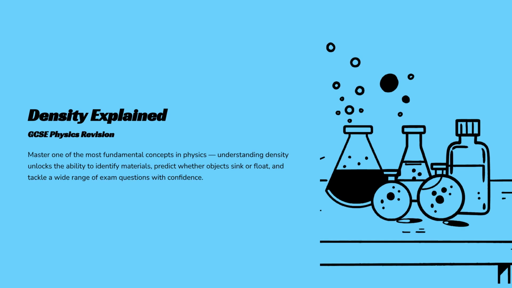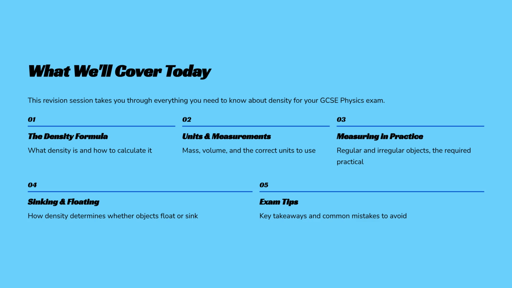In this video, we'll explore the fundamental concept of density, which is essential for your GCSE Physics revision. Understanding density allows you to identify materials, predict if an object will sink or float, and solve exam questions with confidence. This revision session covers 5 key areas: the density formula, the necessary units and measurements, practical techniques for measuring density, the physics behind sinking and floating, and some essential exam tips.